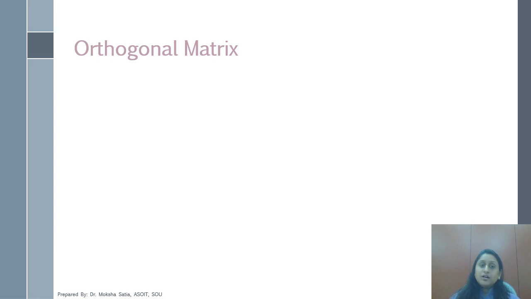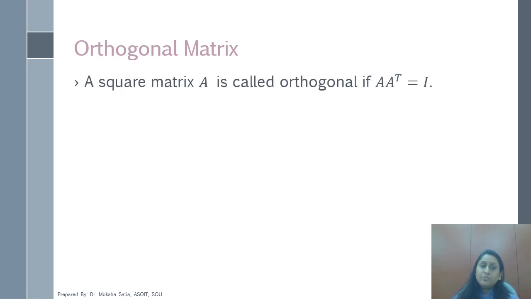Next is an orthogonal matrix. A square matrix A is called orthogonal if A into A transpose is I. It means we multiply matrix A with its transpose and it gives you the identity matrix of the same order. Then it is called an orthogonal matrix.